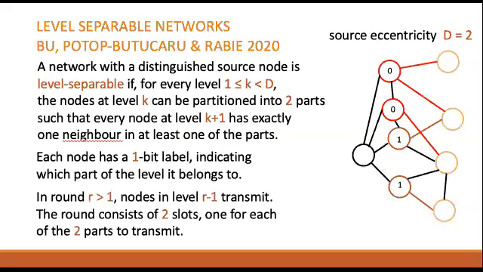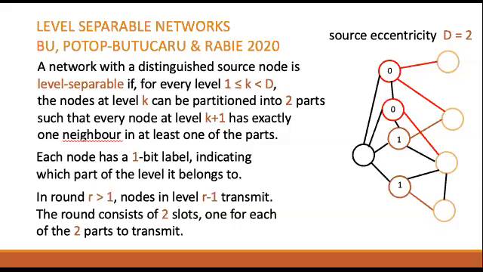Earlier this year, another family of networks was defined for which deterministic radio broadcast can be performed using 1-bit labels. A network is said to be level separable if for every level, except the last level, the level consisting of the source, the nodes in that level can be partitioned in two parts, here colored red and brown, so that every node in the next level has exactly one red neighbor or exactly one brown neighbor. In this example of a level separable network, the top 3 orange nodes each have one red neighbor, and the bottom orange node has one brown neighbor. The second orange node also has one brown neighbor, but that's okay.